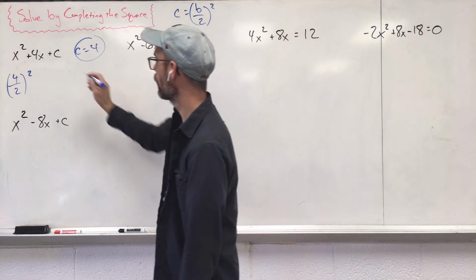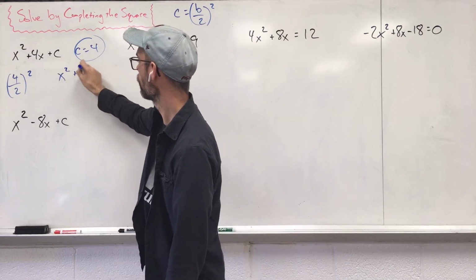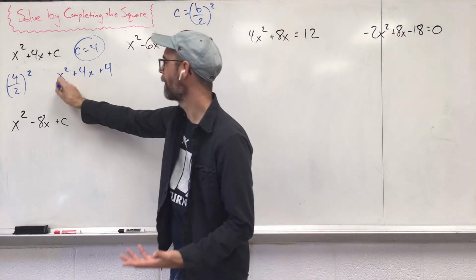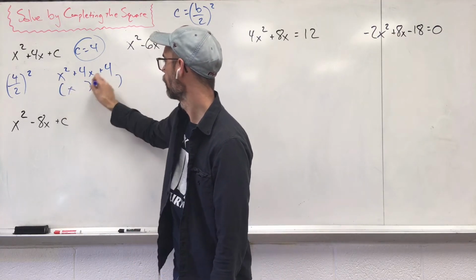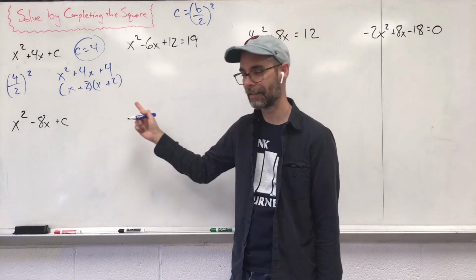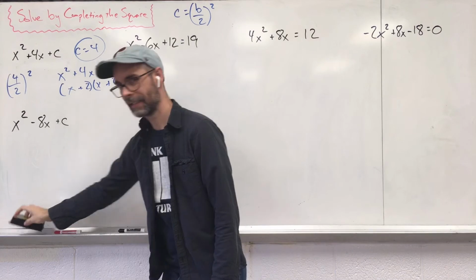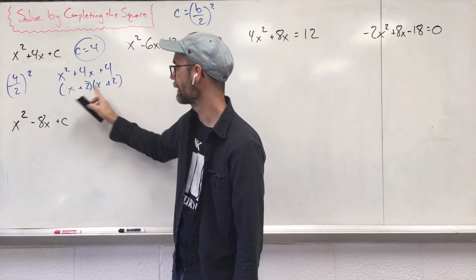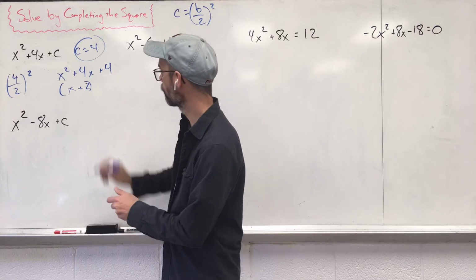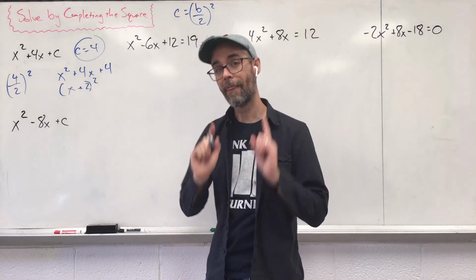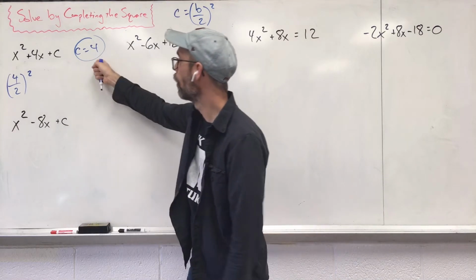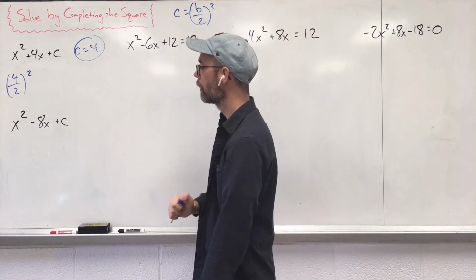What's that going to look like? I have x squared plus 4x plus 4. My whole goal is that when I factor it, I get this. When I simplify, instead of writing the same parenthesis twice, I'm going to write it once with an exponent. That's our goal here. But before we do that, all we need to do is figure out what C is. Let's try it down here.